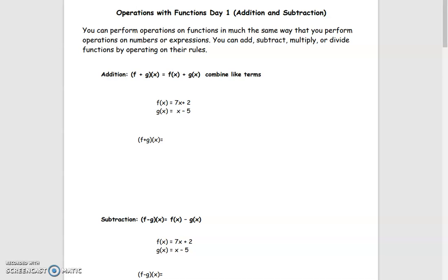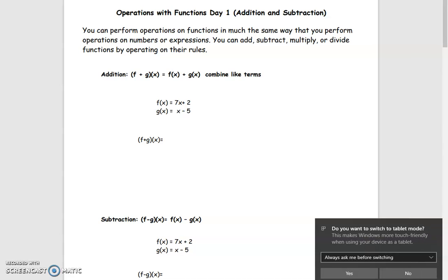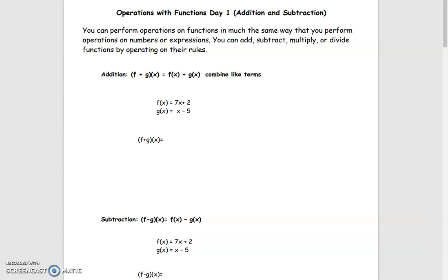So in this video, we're going to look at operations with functions, and we're just going to look at addition and subtraction. And then in our next video, we will look at division and multiplication. When it comes to addition and subtraction, you can perform operations on functions in much the same way that you can perform those on numbers or expressions. So we can add, subtract, multiply, and divide.